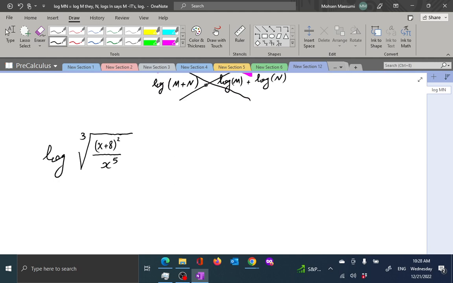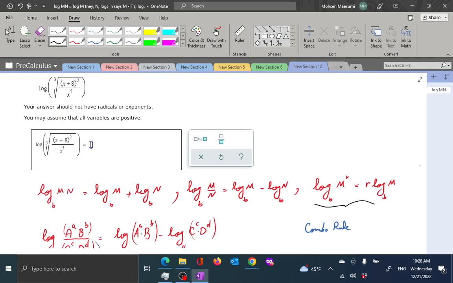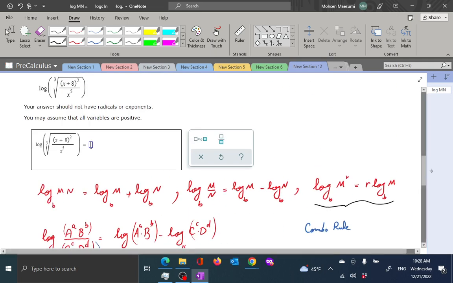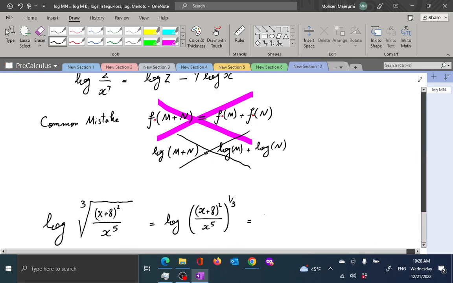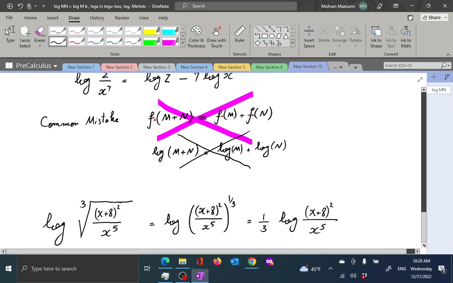Okay, let's go through this step by step and see what happens. First of all, that root can be written as a power. Cube root means what? Power 1/3. Here is how we deal with the power: the exponent comes in front of the expression that you have. So it's going to be 1/3 of the logarithm of (x plus 8) squared over x to the power of 5. So 1/3 came in front.